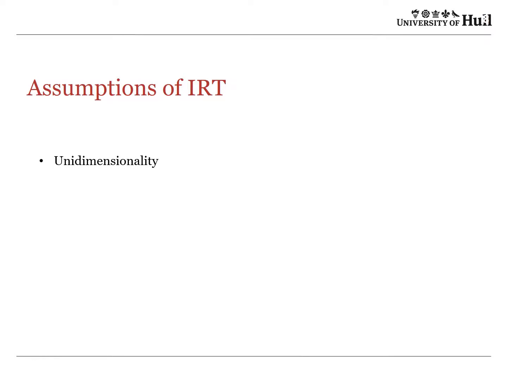The assumptions of item response theory are that sets of items are unidimensional, in other words, that they're all measuring the same latent trait. Another assumption is that items are locally stochastically independent, in other words, the score on one item does not depend on the score on another item. Instead, it depends on the relationship to the latent trait.